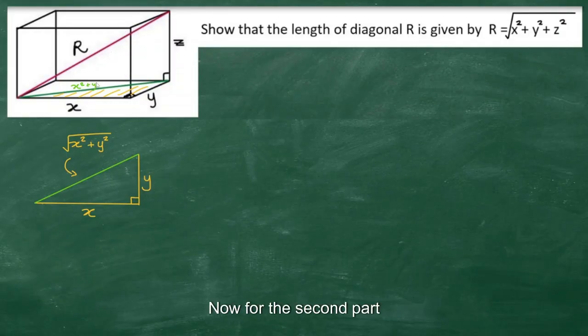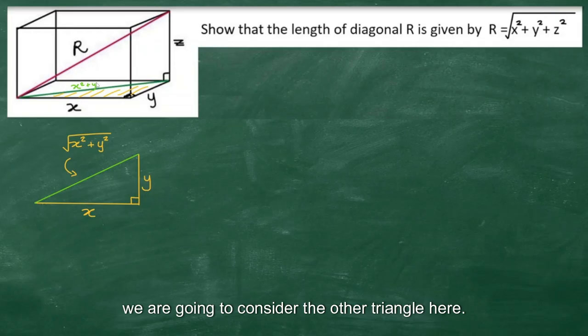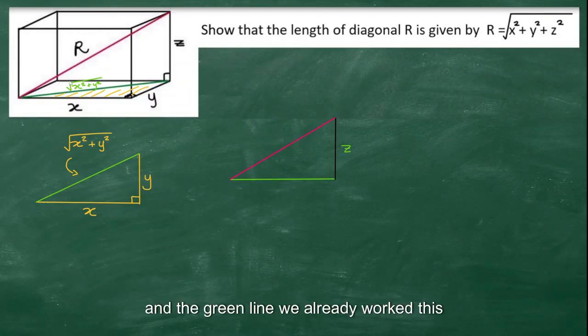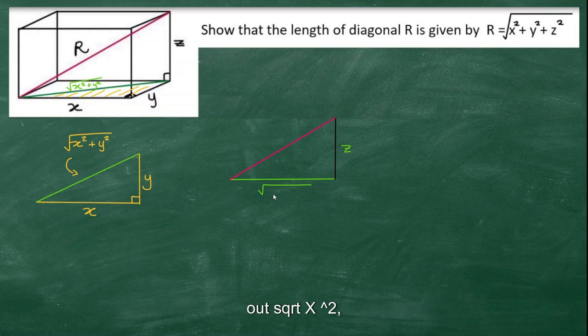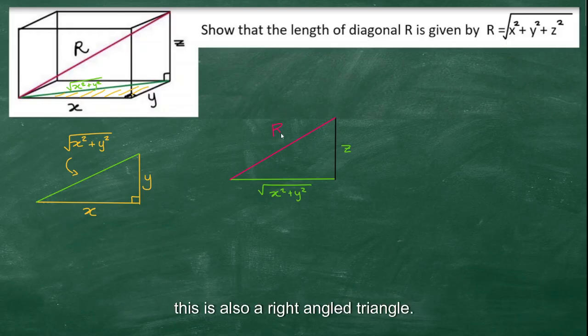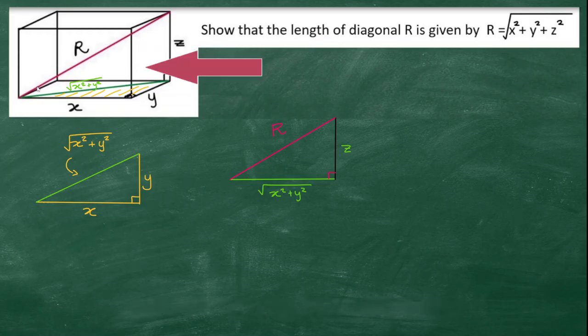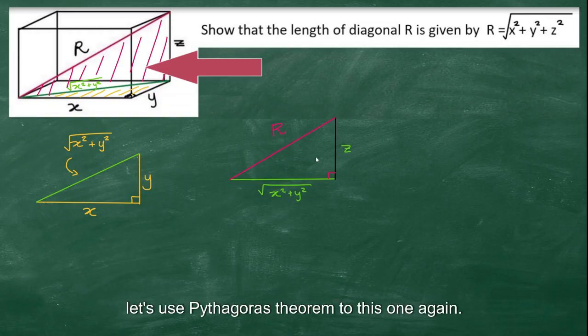Now for the second part, we are going to consider the other triangle here. So this vertical height is z, this one here. And the green line, we already worked this out, square root of x squared plus y squared. And this red line is capital R. Now, this is also a right angled triangle. Now, this triangle is basically this one here, the one I'm shading. So, let's use Pythagoras theorem to this one again.